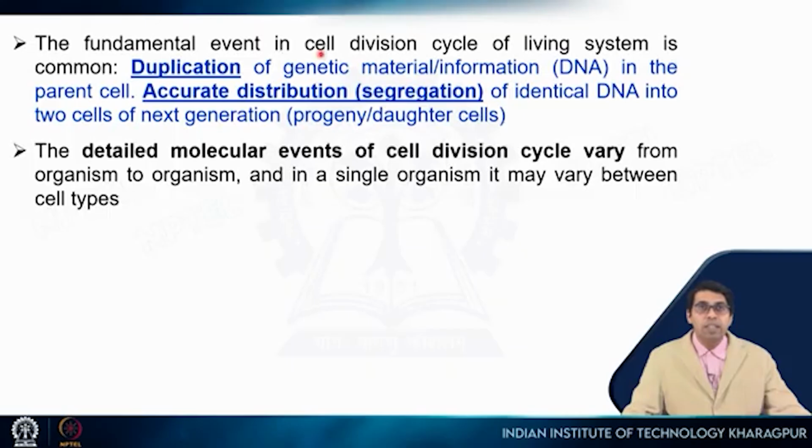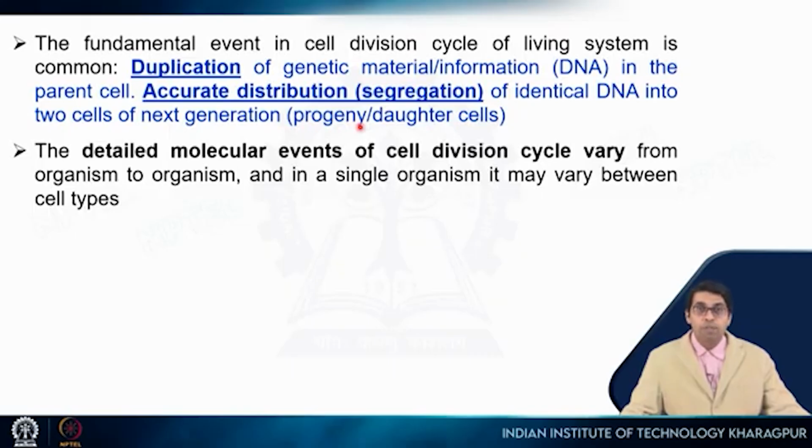So the fundamental events in the cell division cycle of living systems are common. So whatever cell type we think, these are the common features. Duplication of the genetic material, because that is the most important part of the cell division cycle, and accurate distribution of the identical DNA into the two daughter cells. So first is duplication of the DNA. So all the DNA has to be duplicated. We have 46 chromosomes that will get duplicated to 92 chromosomes, and then each pair will have to be transported into the two daughter cells.